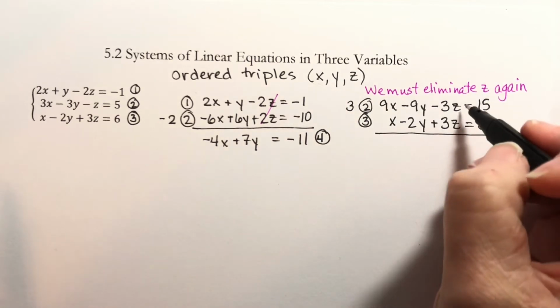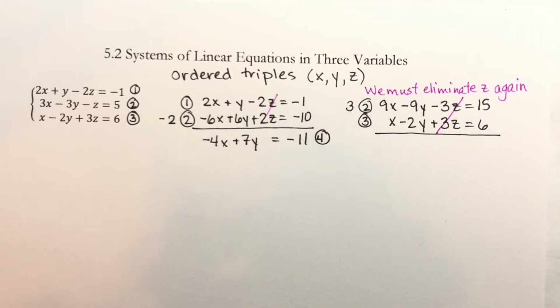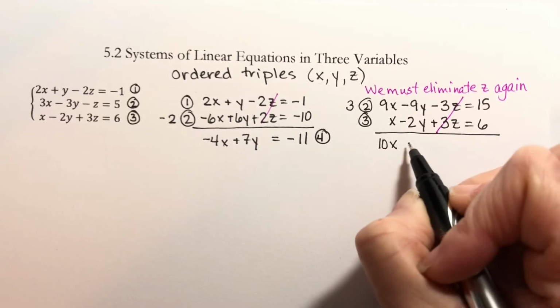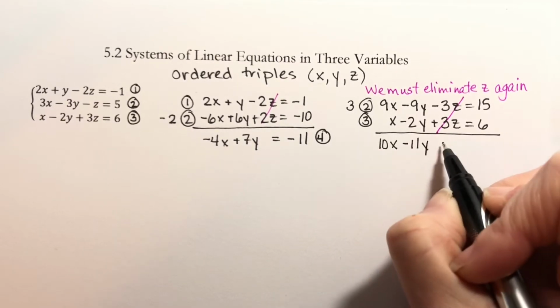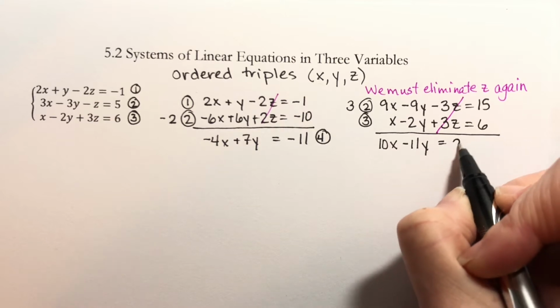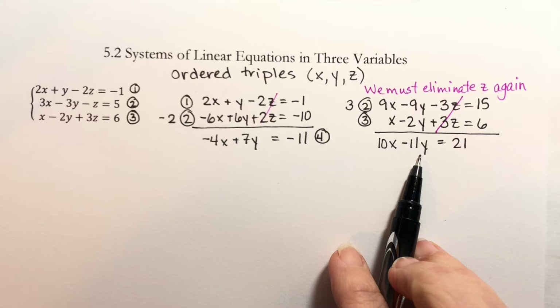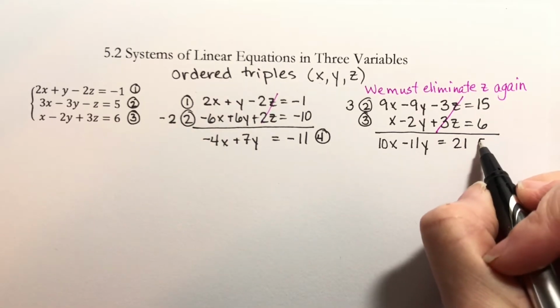So the z's canceled out as we wanted, and we add these together to get 10x minus 11y, and that would be equal to 21. We also need this equation. I'm going to call it equation number 5.